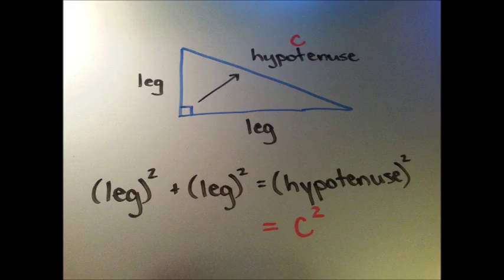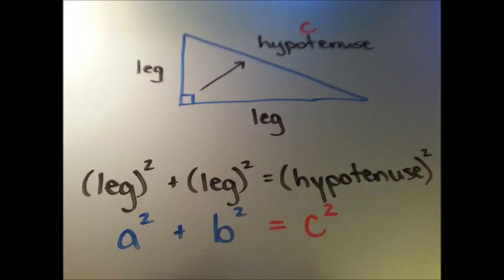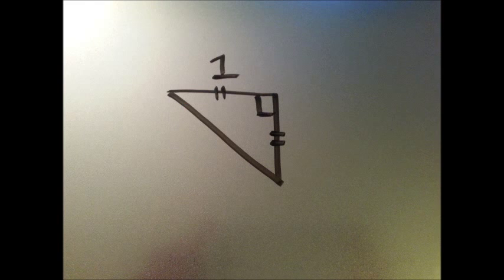And the legs are called sides A and B. It really doesn't matter which side you call A or B, your Pythagorean theorem will still work for you. And this form, a squared added to b squared is equal to c squared, is the version of the Pythagorean theorem that most students are most comfortable with. It's what you've seen before. Now let's take a look at some examples.